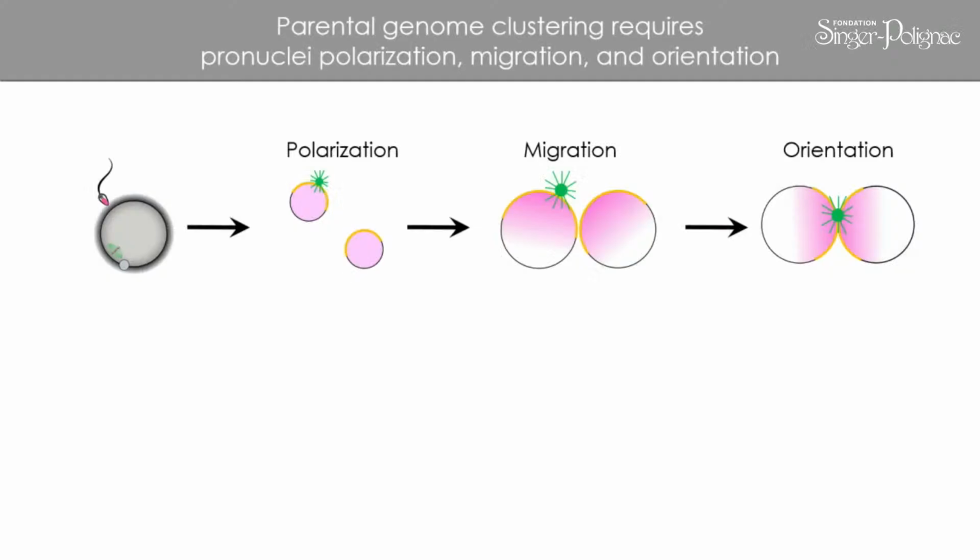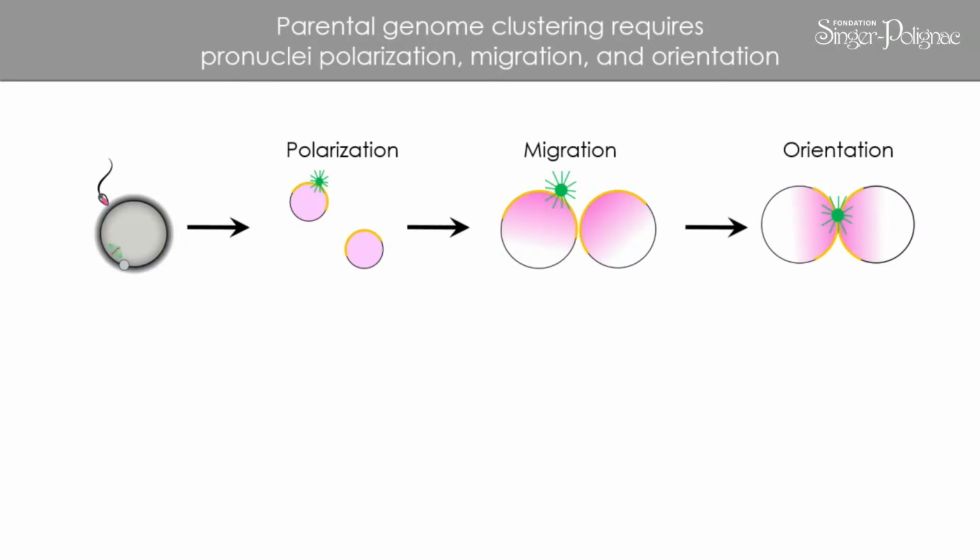And we further work on this, and to save time, I'll just jump to the conclusion, which is that the process of parental genome clustering requires three key steps. The first one is to polarize the pronuclei right after pronuclear formation, and this yellow or orange trace here, if you can see it, represents nuclear pore complexes which get polarized. Then the two pronuclei migrate together thanks to the action of the microtubules, and then they start to orient to kiss each other.